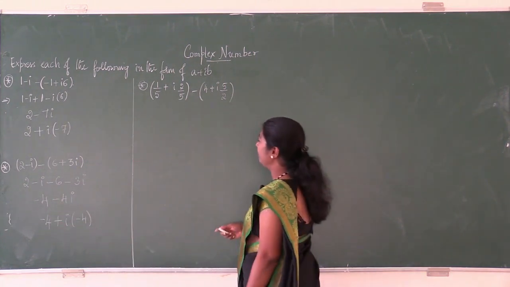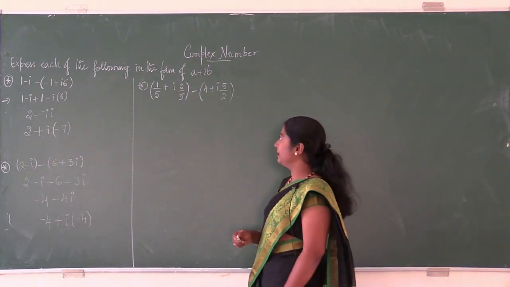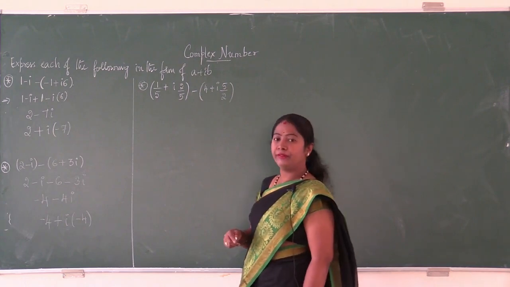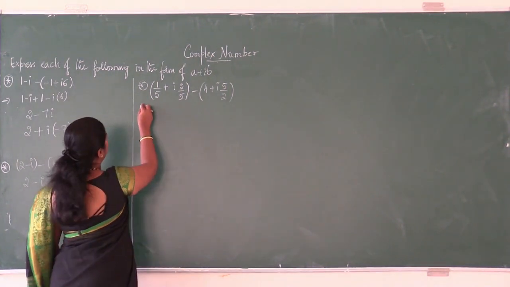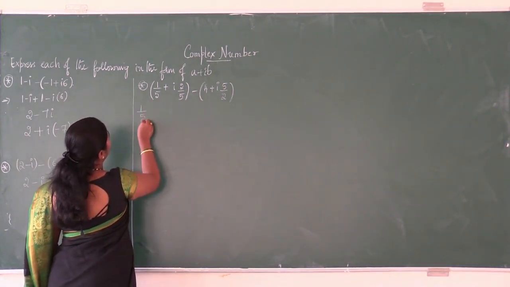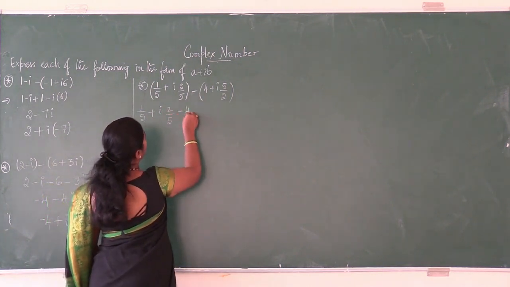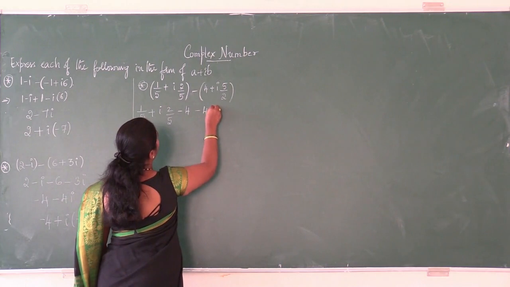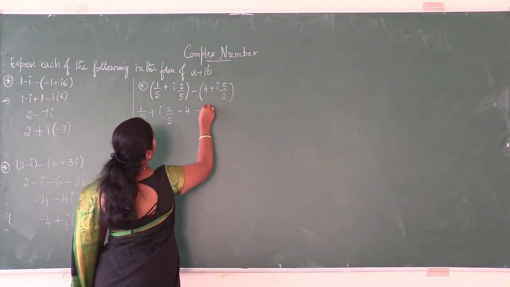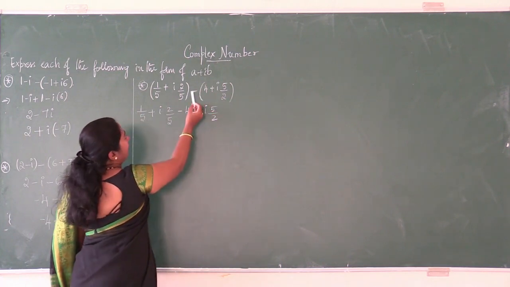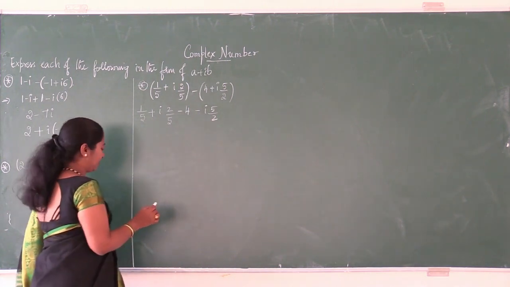The next problem, 1 by 5 plus i into 2 by 5 minus of 4 plus i into 5 by 2. First, we shall eliminate the brackets by multiplying with signs. We can rewrite this as 1 by 5 plus i into 2 by 5 minus 4 minus i into 5 by 2. Multiplying the signs, minus into plus is minus, minus into plus will be minus again.